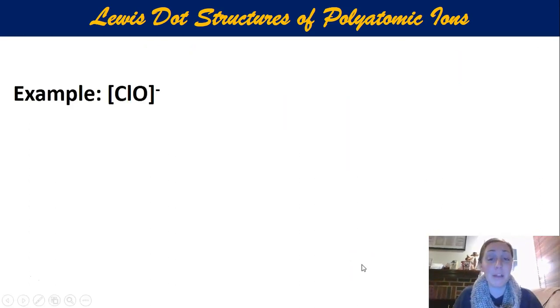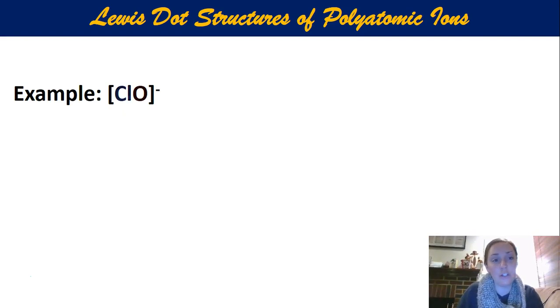Let's do another example of a polyatomic ion. So this is hypochlorite. So this is a chlorine and an oxygen bound together, and they have an extra electron, which gives it that -1 charge. So same thing we've done before.